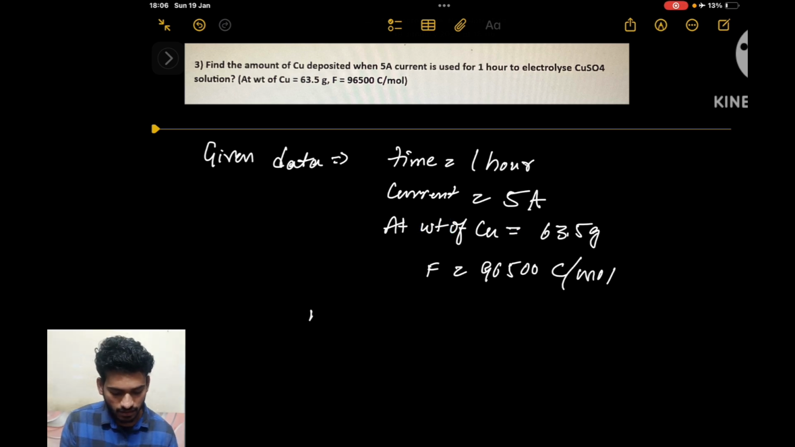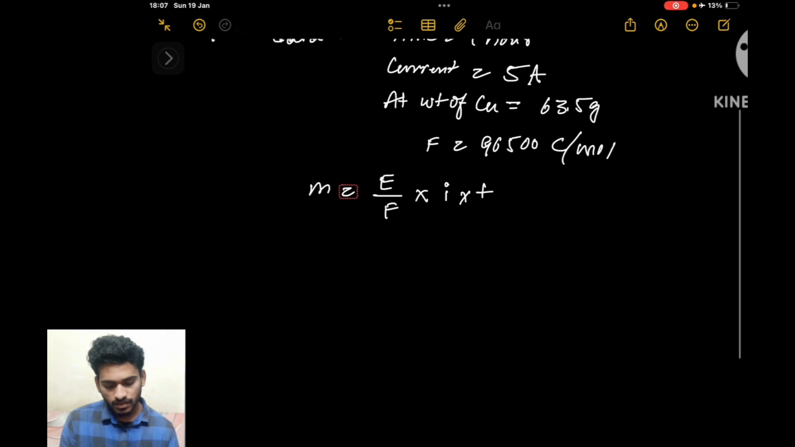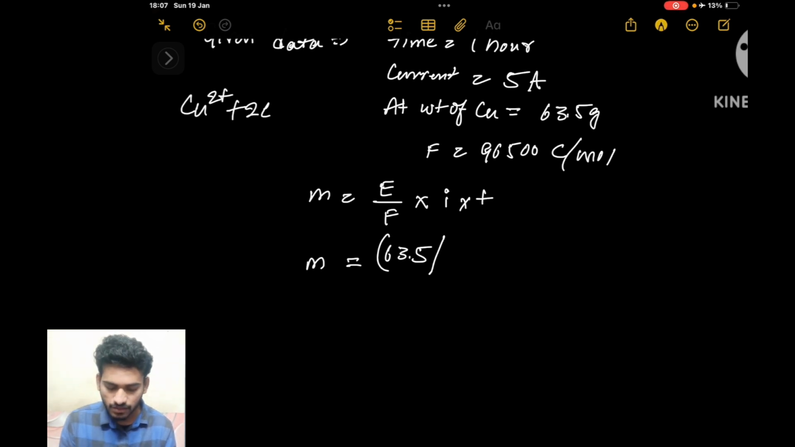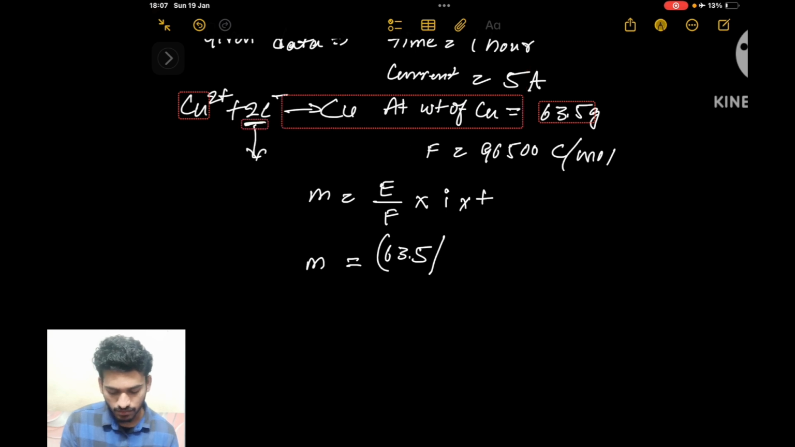So what we know from the first law is that M equals equivalent weight by Faraday's constant into current into time. Let's take the equivalent weight of copper as 63.5 by the valence, or the charge of the copper ion. The copper ion is Cu2+, so 2 electrons give rise to 1 copper atom. So here we are giving 2 electrons.